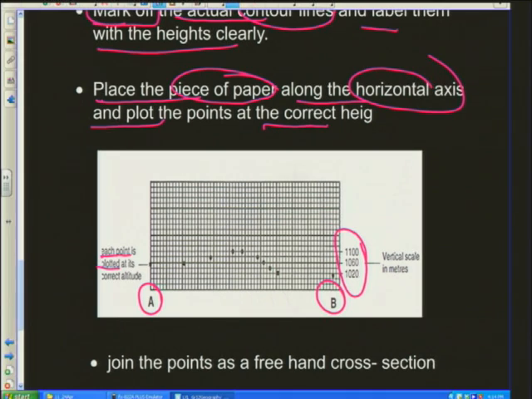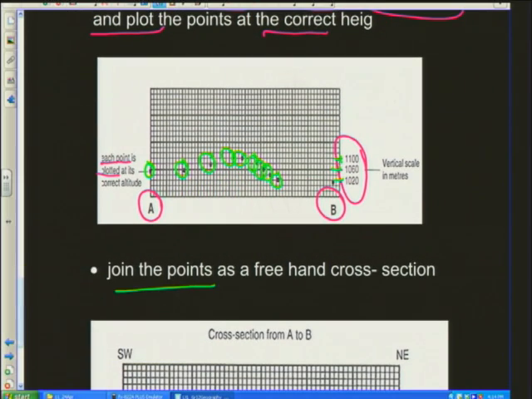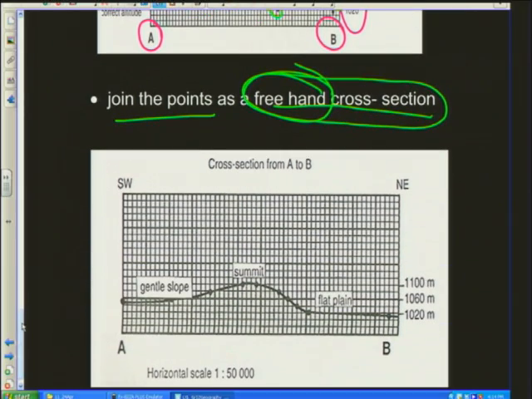What I want you to focus on, and let's change the color here, is the following points. Each point has been marked off clearly according to the height of the map. And you'll note that immediately these points are forming a shape. And what do we have to do with that shape? Join the points as a freehand cross-section. This is important, guys. A freehand cross-section means you will not use a ruler. Notice how from point A to point B, a line has been drawn that joins the points. And this is the shape of the land.